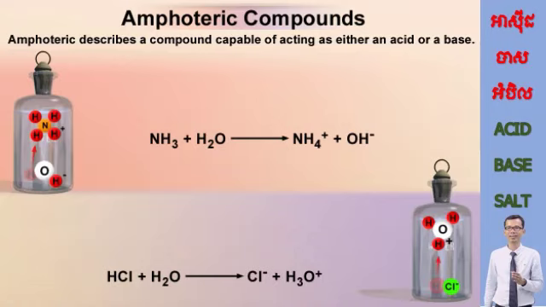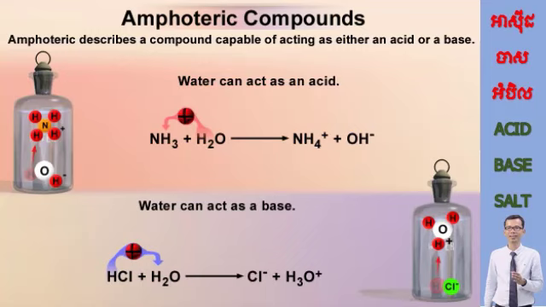Though many substances may have amphoteric properties, the best-known amphoteric compound is water. In this reaction, for example, water, acting as an acid, donates a hydrogen ion to ammonia, forming ammonium ion. However, when water reacts with hydrochloric acid, it acts as a base, accepting a hydrogen ion, forming the hydronium ion.